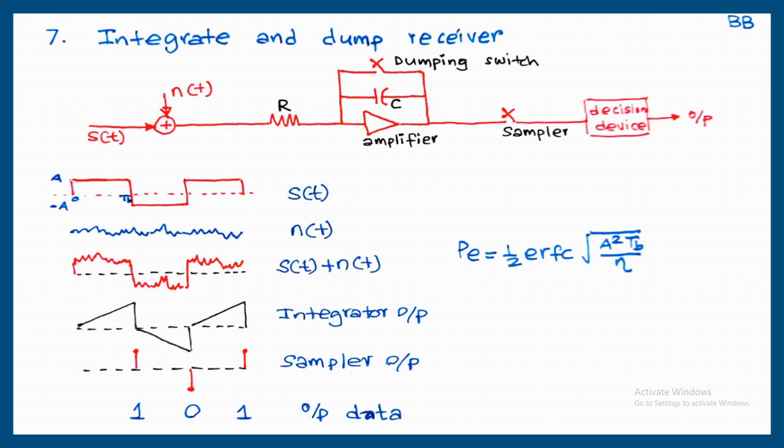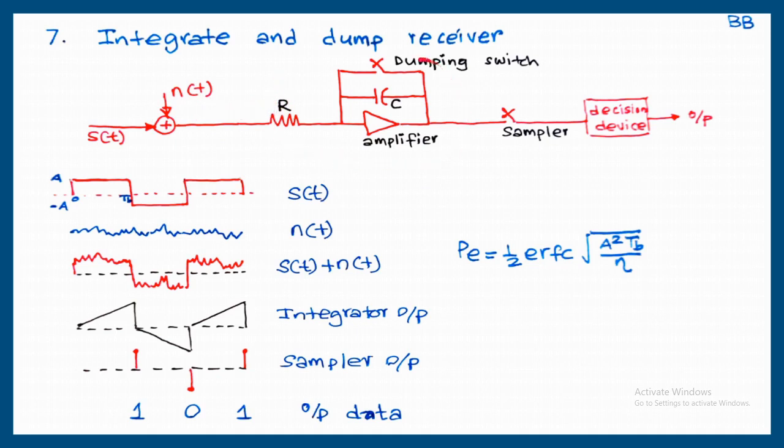Next topic is one practical matched filter receiver system, that is integrate and dump receiver. This is representing Gaussian channel. S of t is a transmitted signal, N of t is a noise signal, it is additive white Gaussian noise. So input to the receiver is S of t plus N of t.